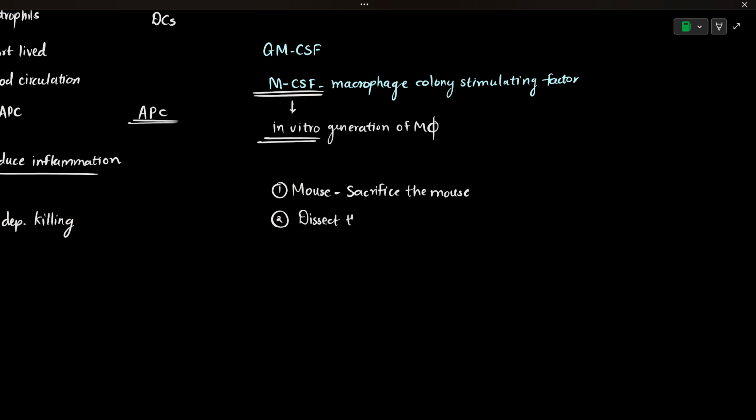So we dissect the femur, which is taken from the hind leg. We take the longest bone because bone marrow will be present there, right? Once we dissect this femur and cut off the ends of the femur, we use a syringe with a needle to flush out the bone marrow.